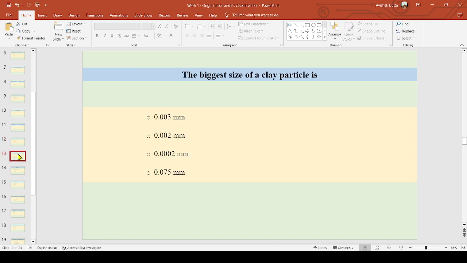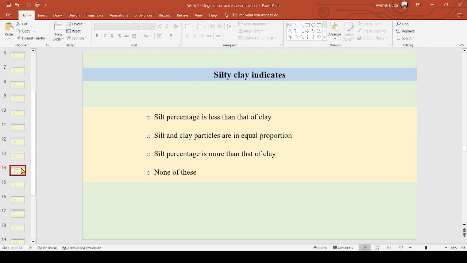The biggest size of clay particle is 0.003, 0.002, 0.0002, or 0.075. All are in millimeters. Silty clay indicates silt percentage is less than that of clay. Silt and clay particles are in equal proportion. Silt percentage is more than that of clay, or none of these.